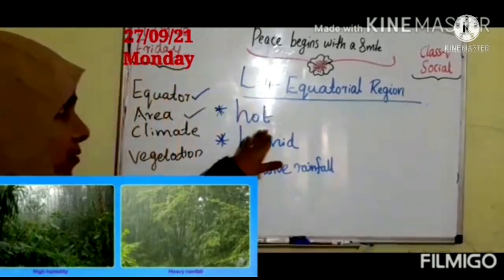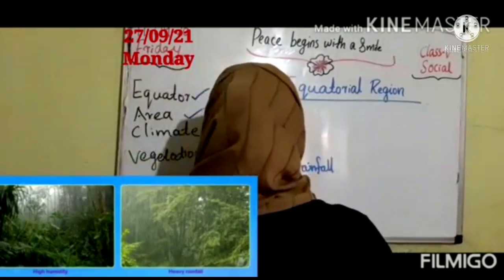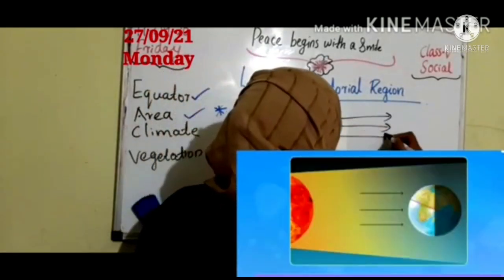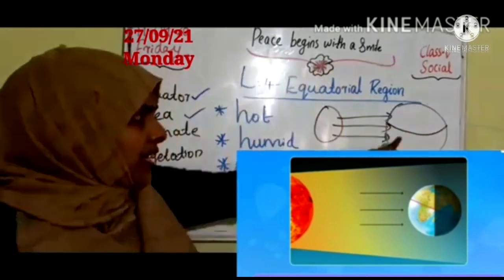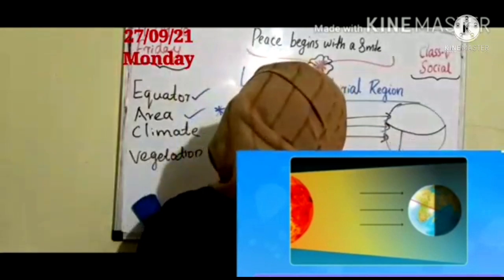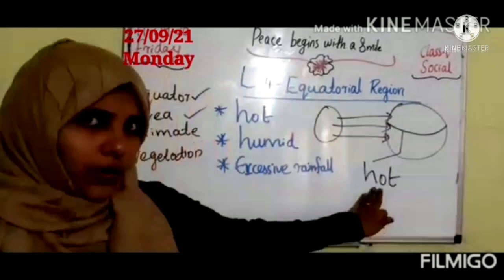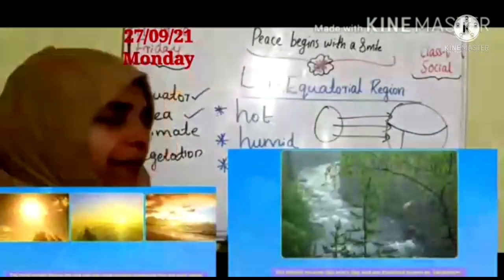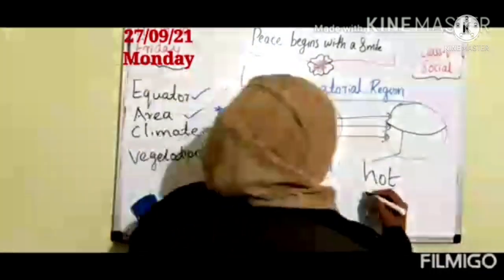Why is it very hot throughout the year? Because the sun gives direct sunlight to the earth, right children? This part is the equator. The sun gives direct sunlight to the equator region, and that's why the equator region is very hot throughout the year. Due to this, water is evaporated from the water bodies and in the evening time it comes down as rain. That's why it also has excessive rainfall.